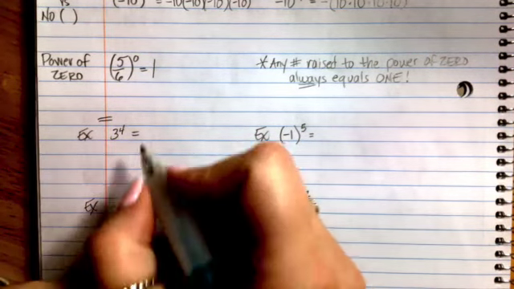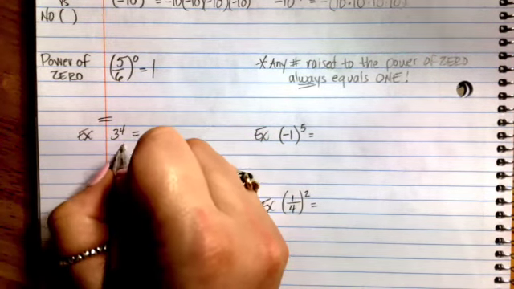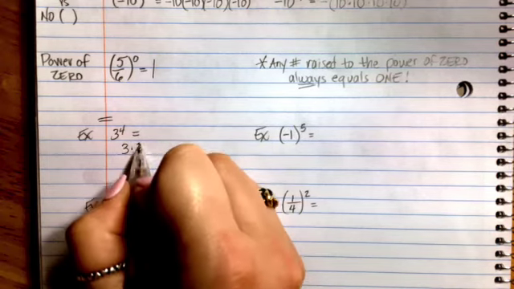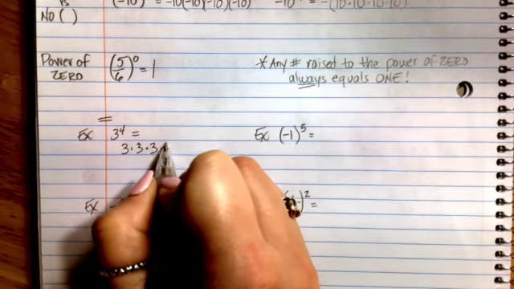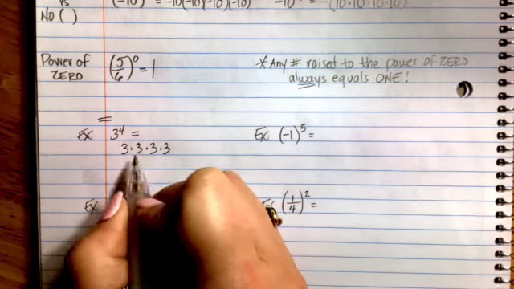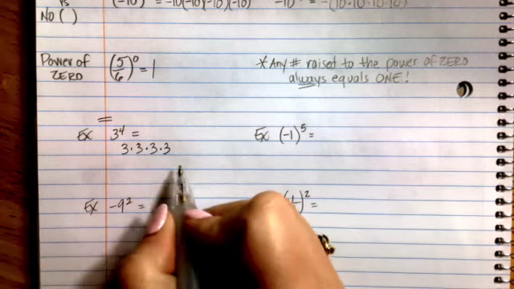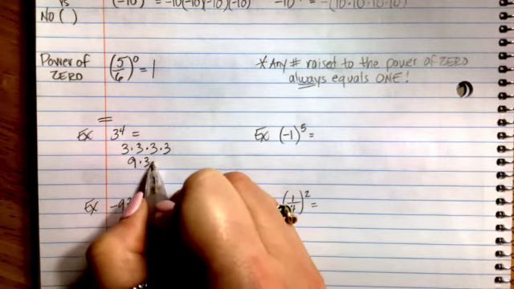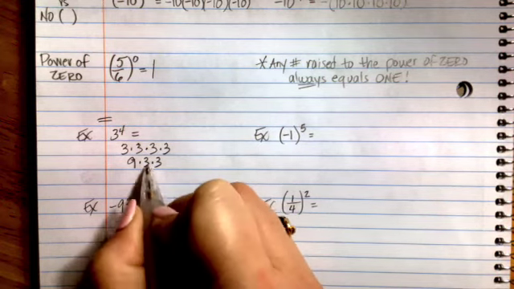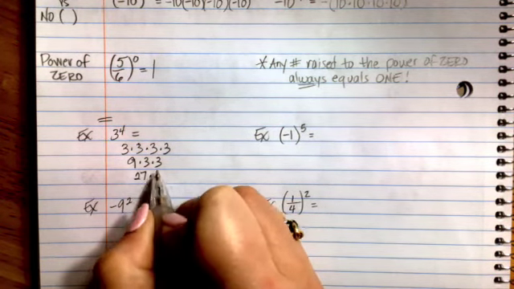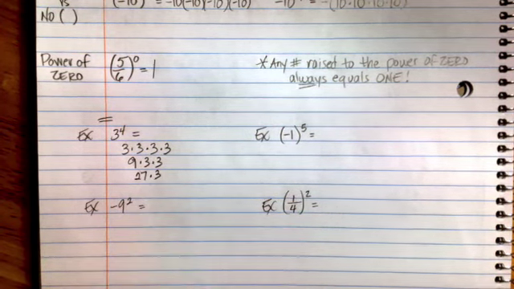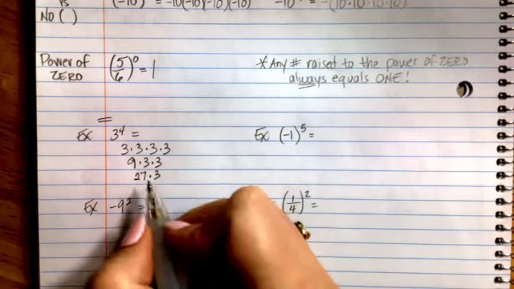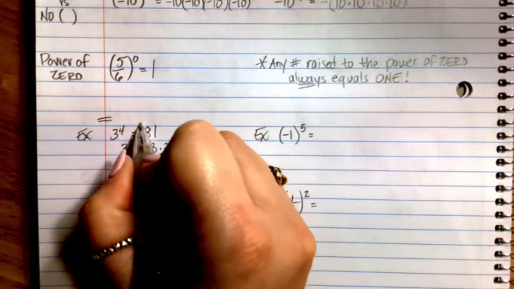So 3 to the fourth. Well, that gives us 3 times 3 times 3 times 3. Remember order of operations, I've got to go left to right. 3 times 3 is 9. I write down what I haven't used yet. 9 times 3 is 27. Write down what I haven't used yet. 27 times 3 is 81.